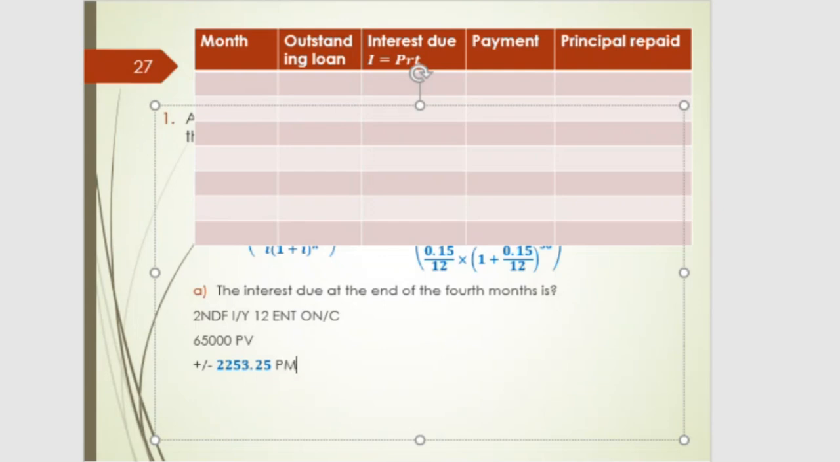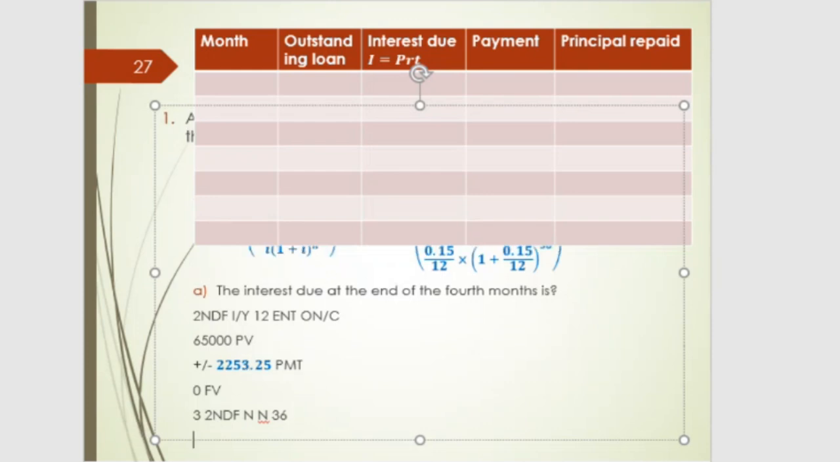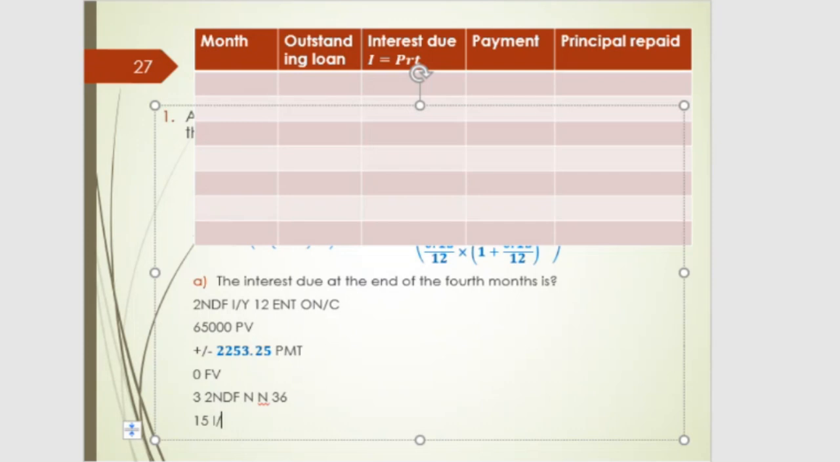And then this is PMT. What else? We don't have future value. And then the number of years, how many? It's 3, yes. Then second function, and N, it will give you 36. And then what did you do? You compute the interest. Oh, the interest. The interest was 15% per year.